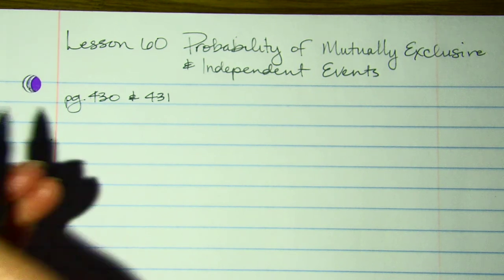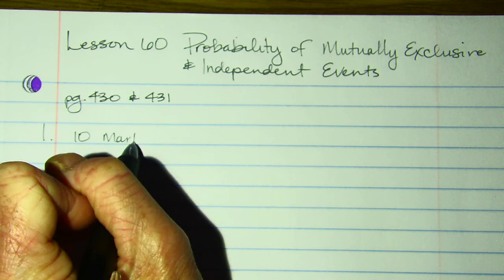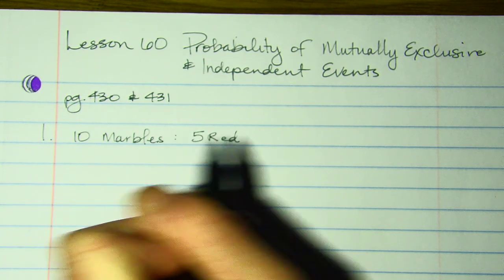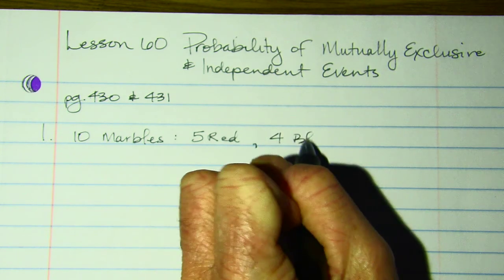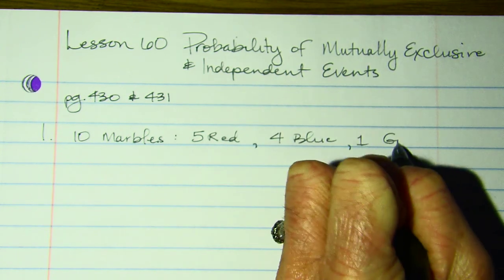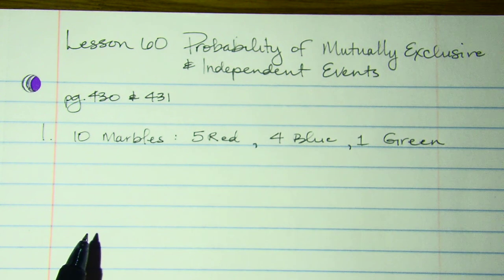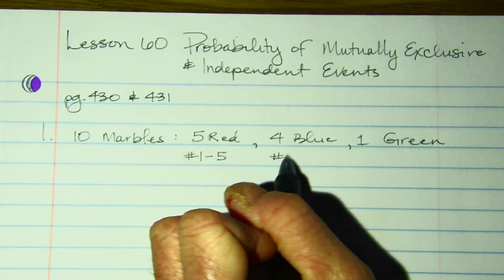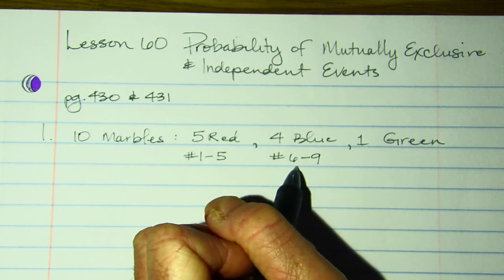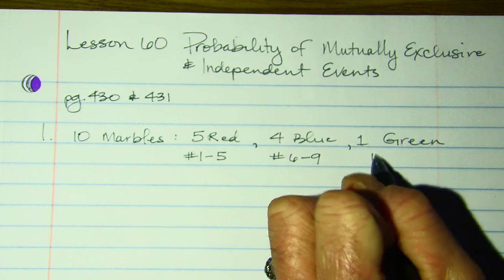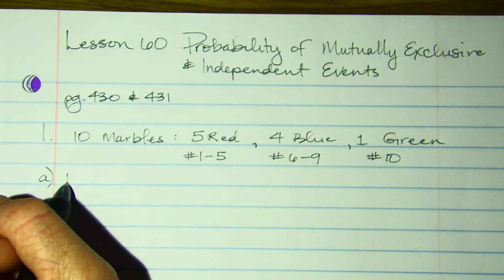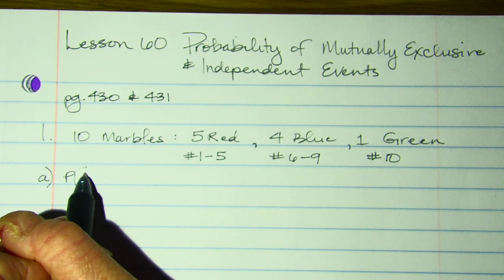So let's say that I have 10 marbles. Let's say I have 5 that are red, and I have 4 that are blue, and I have 1 that is green. Okay, and let's say these marbles are also numbered. So let's say my red are numbered 1 through 5, and the blue are numbered 6 through 9, meaning one has 6, one has 7 on it, one has 8, one has 9, and the green one is labeled number 10.